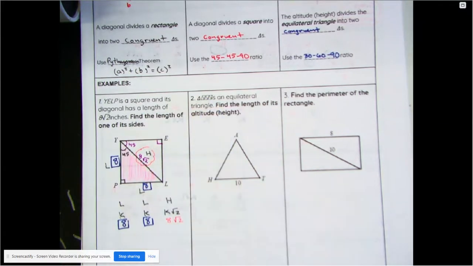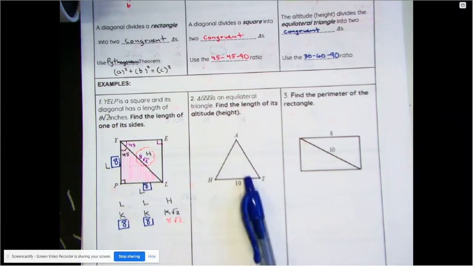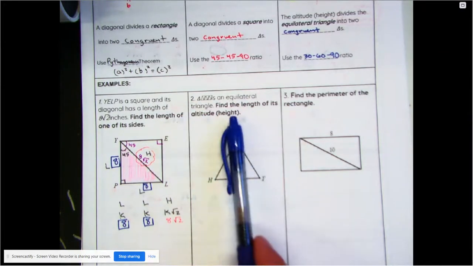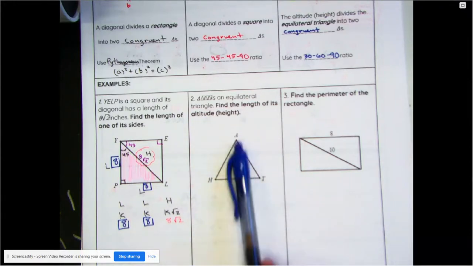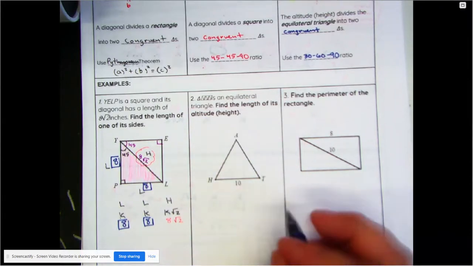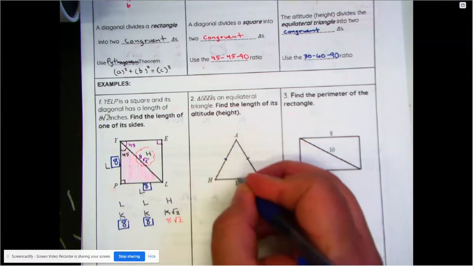Now, they said this is an equilateral triangle. Well, here's the catch. If this is an equilateral triangle, they said, find the length of the altitude. Okay. Now, remember, if it's equilateral, all of these are 10.